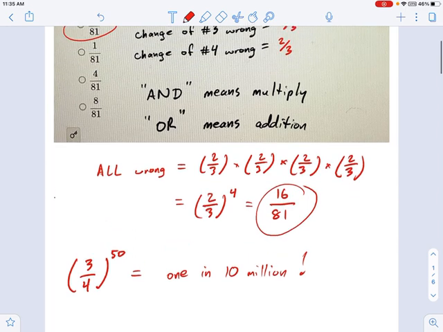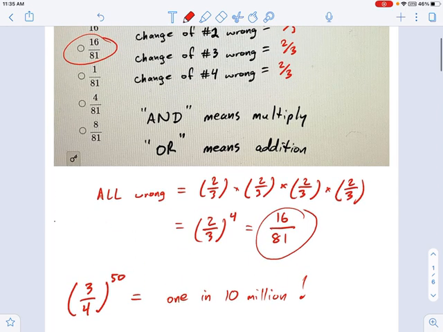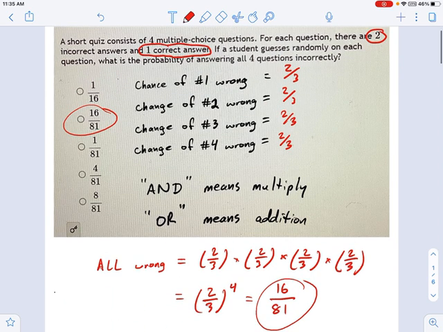Now, granted, it's harder to guess all the questions right than it is to guess them wrong, but you're not doing either one. So that's the idea of probability theory. If you see one that says, what's the chance of getting it correct? Well, then it's just 1 out of 3 instead of 2 out of 3.